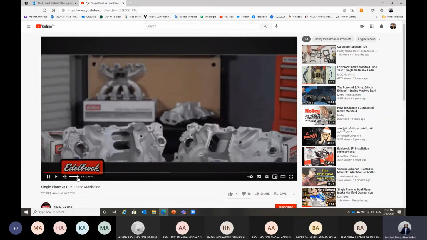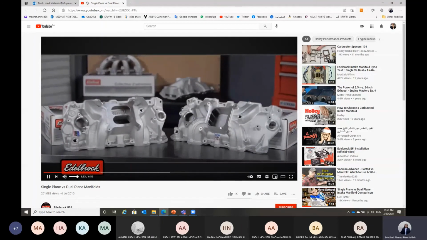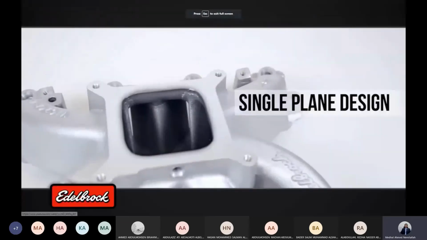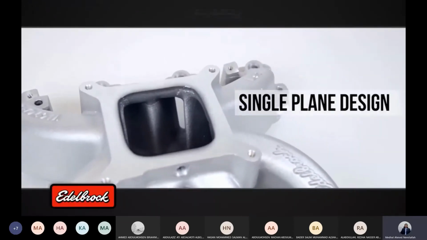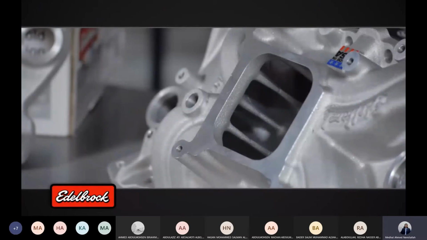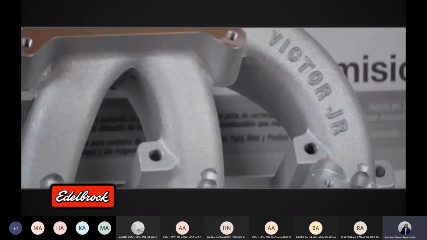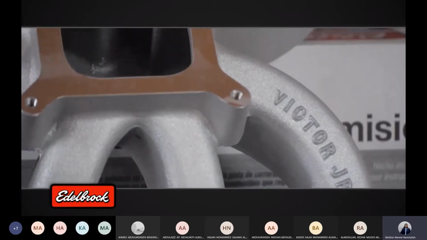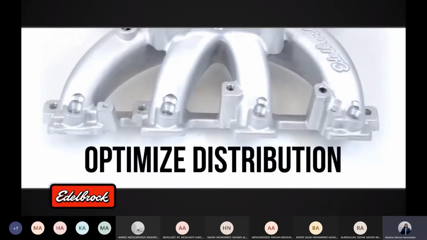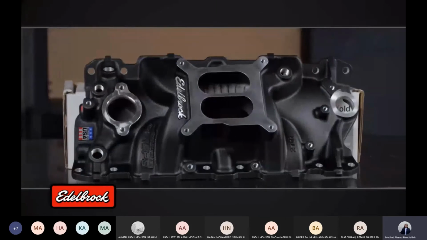Let's explore the differences between a single and dual plane intake design. A single plane design features a single plenum that receives air from the carburetor or throttle body. It distributes air and fuel to each cylinder through a series of runners. Each of the 8 runners can see all 4 barrels of the carburetor, and the runners are fairly straight and close to equal in length. These characteristics maximize airflow and optimize distribution.